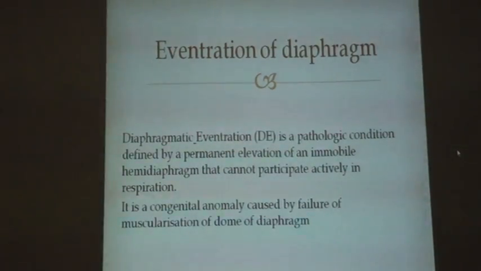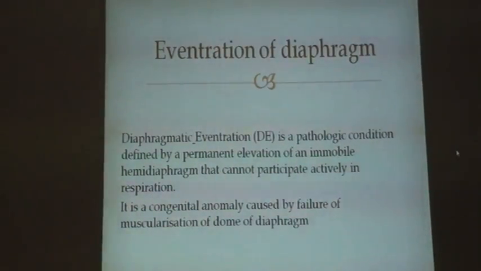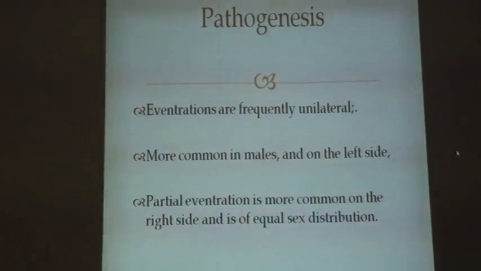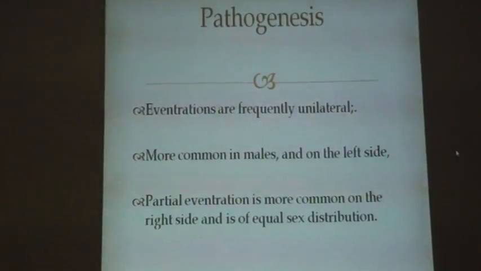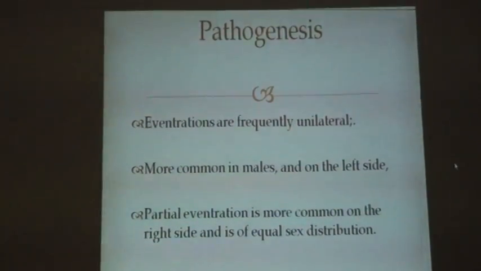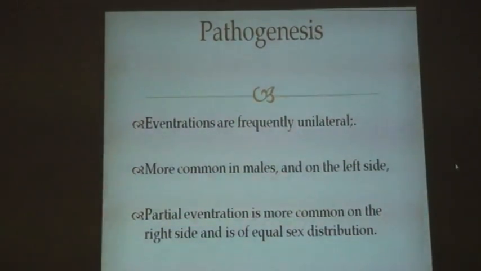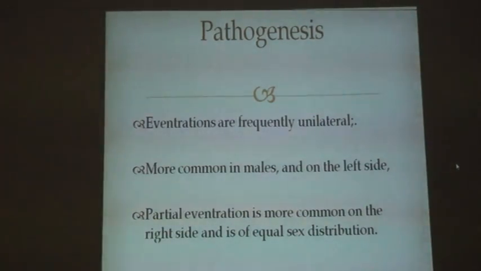Coming to eventration of the diaphragm. It is a pathological condition defined by permanent elevation of an immobile hemidiaphragm that cannot participate actively in respiration. It is a congenital anomaly caused by failure of muscularization of the dome of the diaphragm. Eventrations are frequently unilateral. They are more common in males and on the left side. Partial eventration is more common on the right side and is of equal sex distribution.